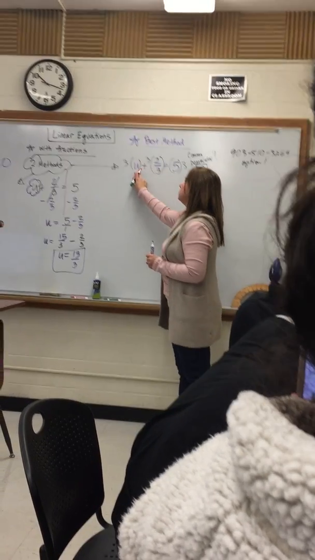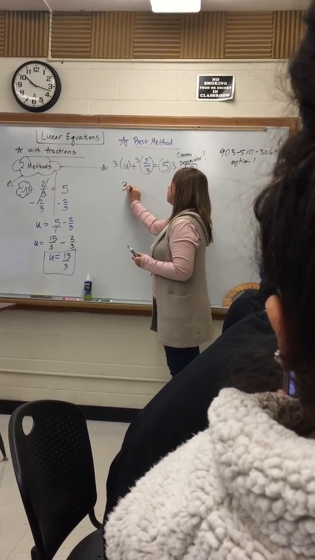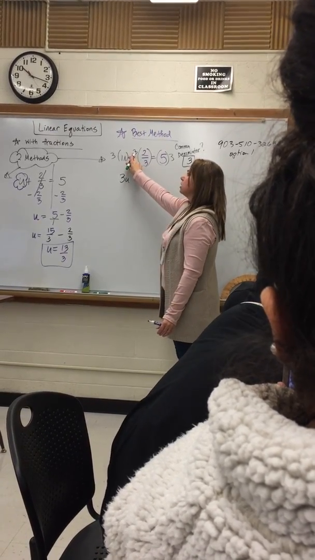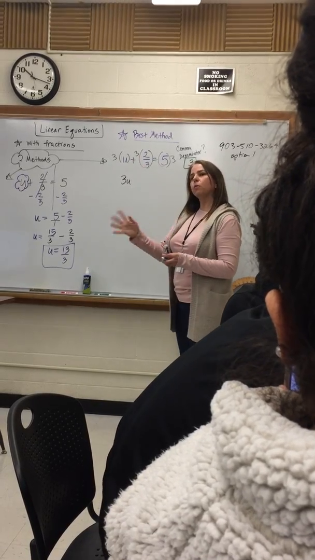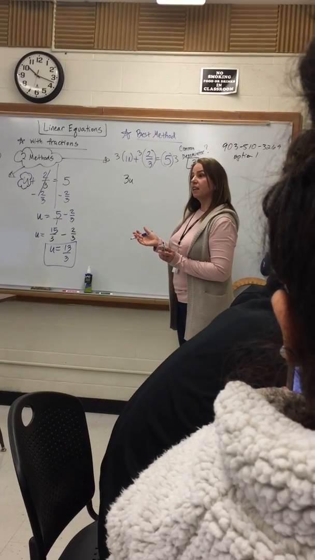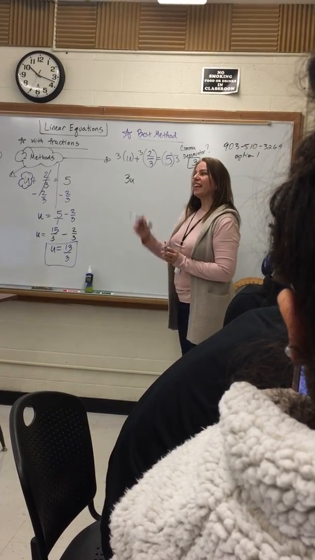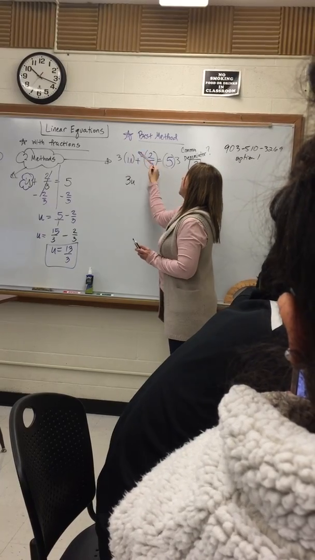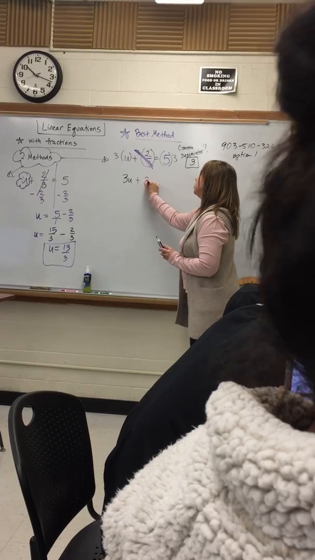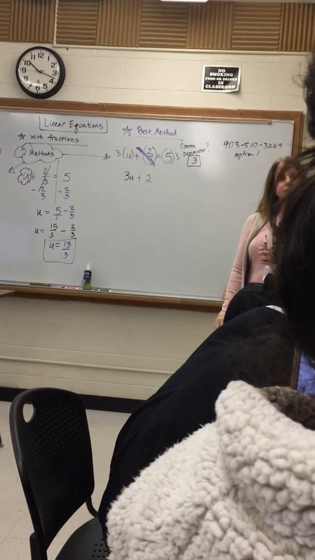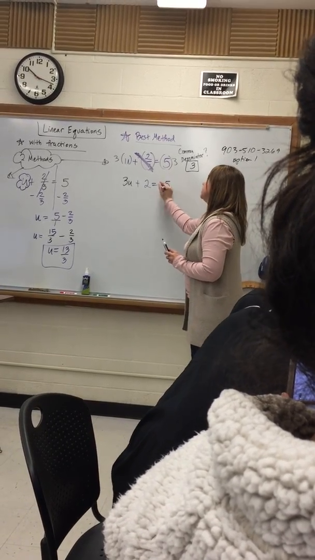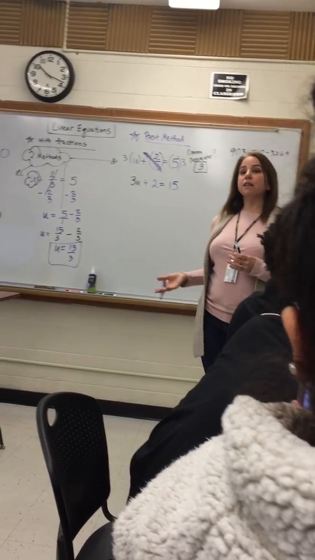Okay, so what's 3 times u? Well, it's just 3u. What's going to happen when I multiply this 3 times the 2/3? That's why you want to do this. Anybody have a guess? What do y'all think is going to happen? The 3's are going to cancel out. So then that's going to leave you with plus 2. Does everybody see that? And then what's 5 times 3? 15. Okay, so now we have an equation that no longer has any fractions in it.